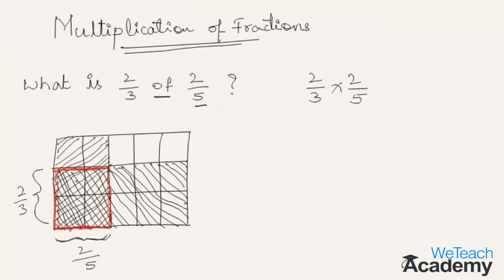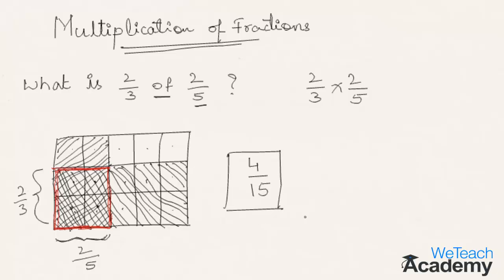So the number of boxes here are 1, 2, 3, 4. So 4 divided by the total number of parts in a whole, that is 1, 2, 3, 4, 5, 6, 7, 8, 9, 10, 11, 12, 13, 14, 15. So 4 by 15 is 2/3 of 2 by 5.